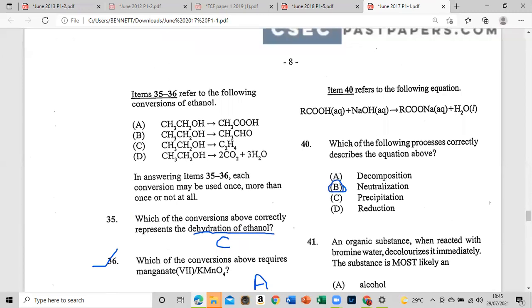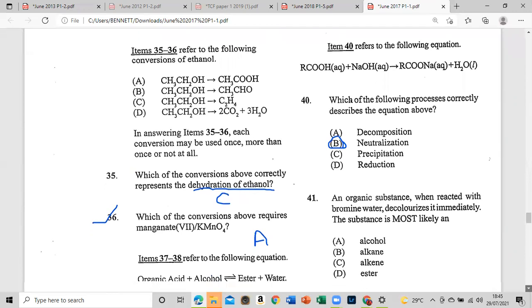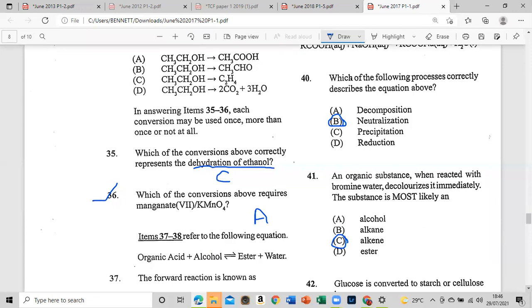41. An organic substance, when reacting with bromine water, decolorizes it immediately. The substance is most likely to be, is it an alcohol, an alkane, an alkene, or an ester? And that would be an alkene. That's what an alkene does. Let's move on to 42.